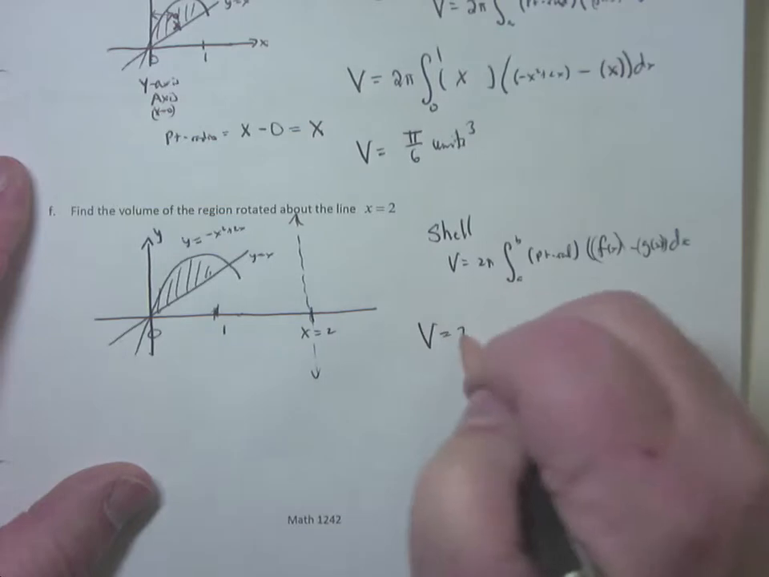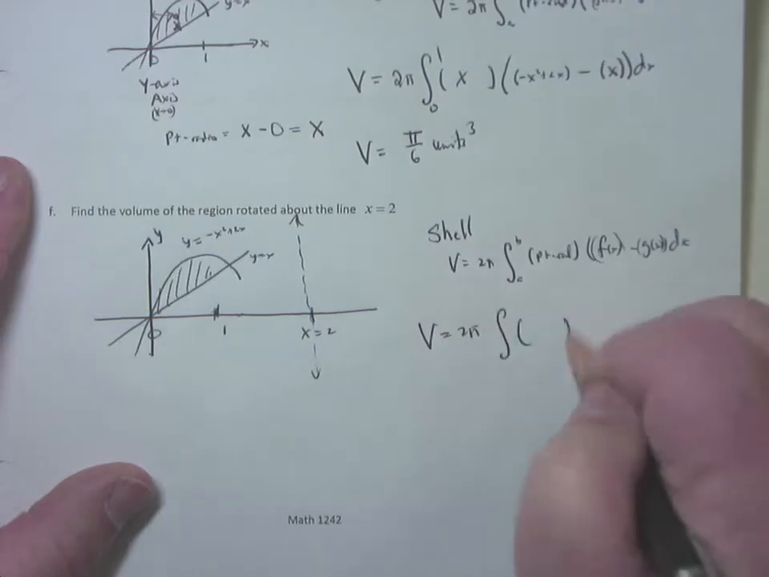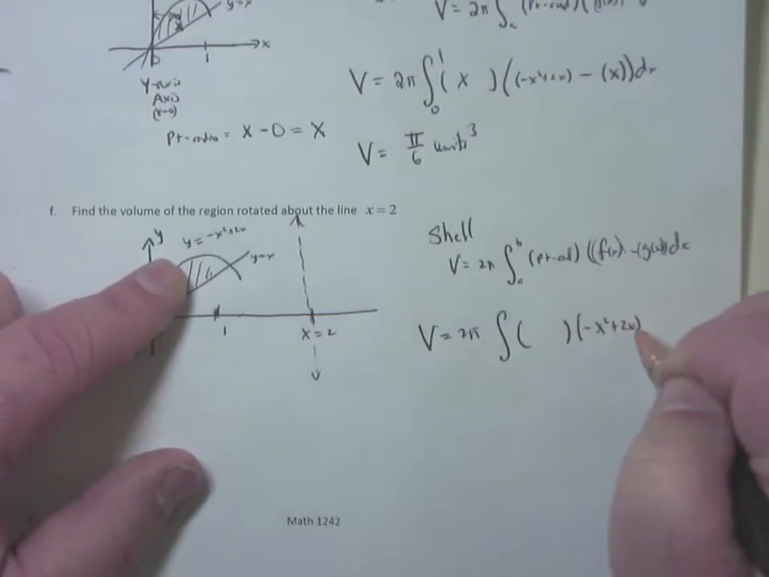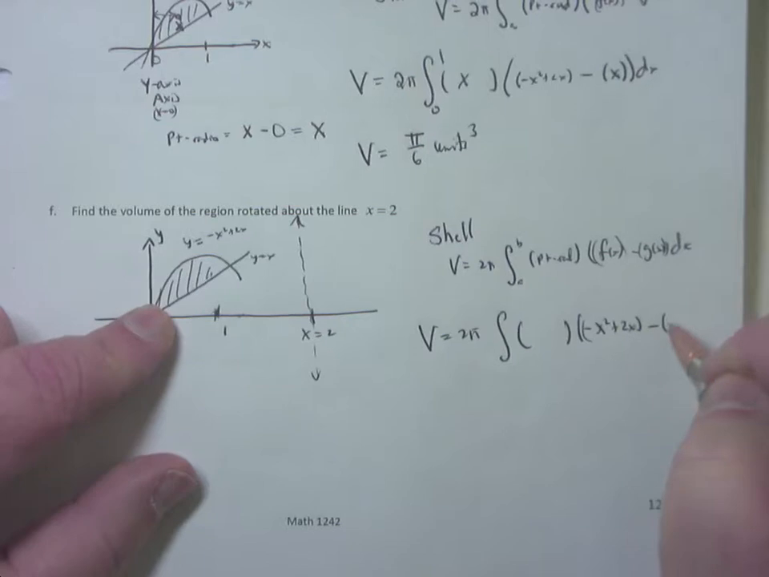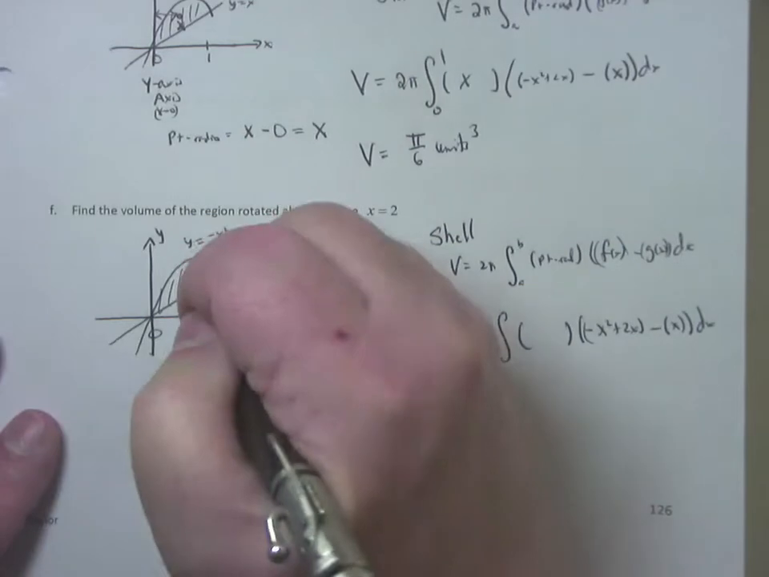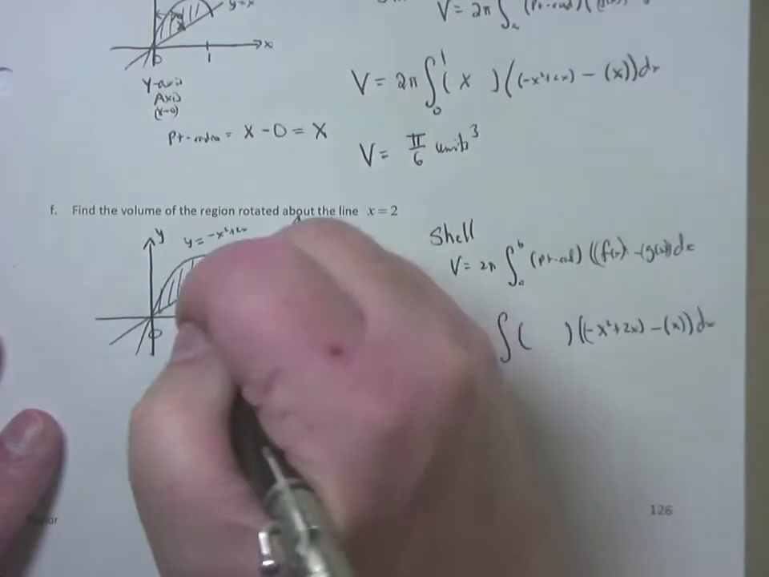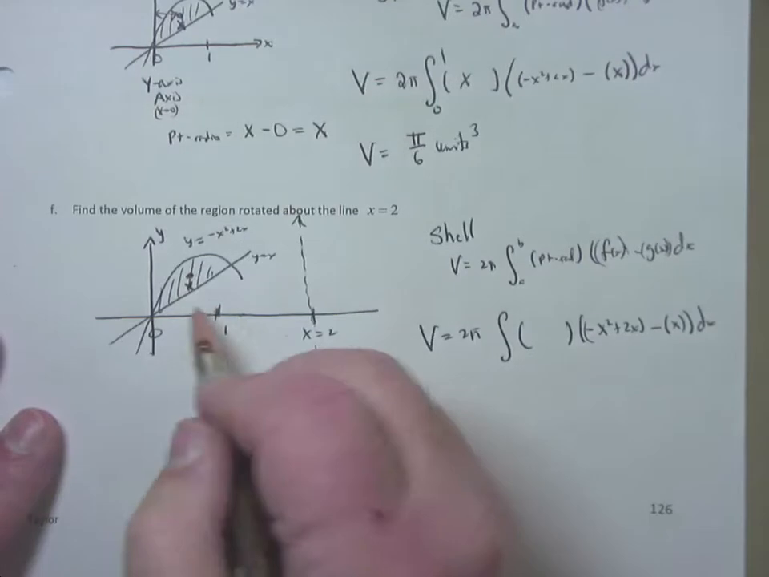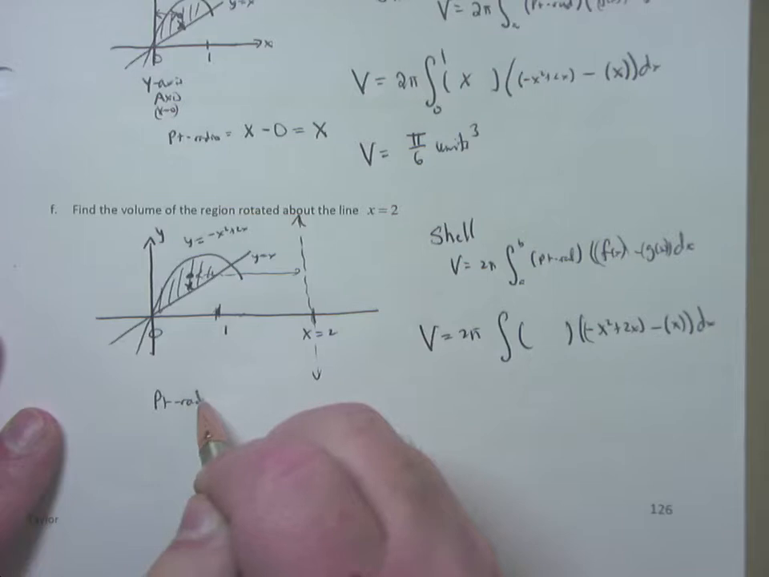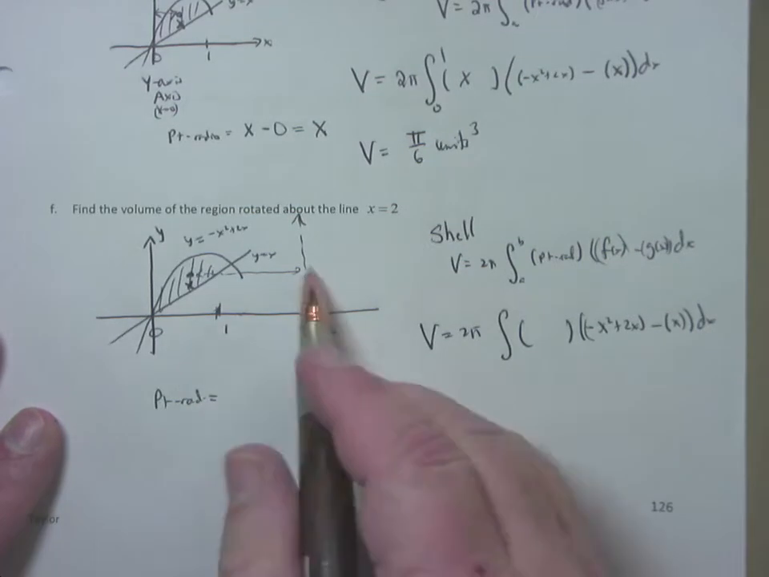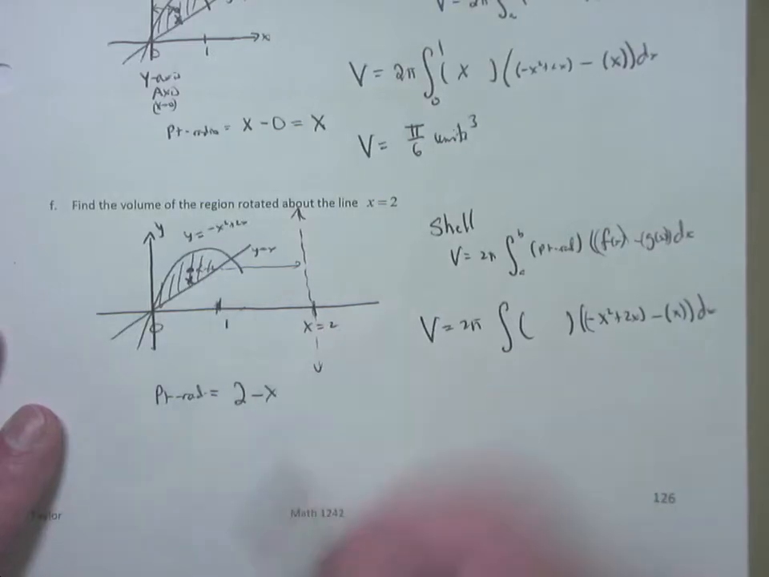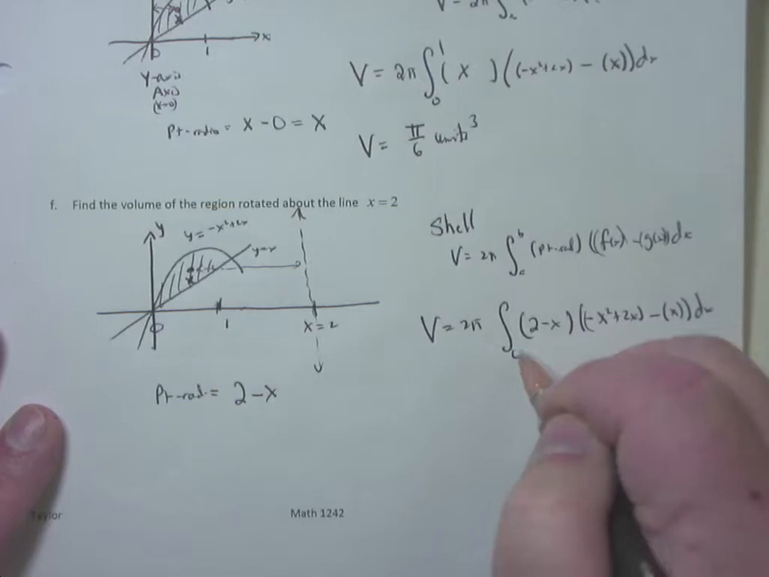So volume is equal to 2 pi times the integral. Leave a little space for the point radius. We'll come back and get that one. The top of your function is negative x squared plus 2x, minus the bottom region, x, dx. What's my point radius? Well, it's an arbitrary point, and because this is dx, I want an x point and the distance between that x point and the axis of rotation. So your point radius would be what? Outstanding. Right minus left. But this time the axis is on the right, so it's 2 minus the point on the left, x. So your point radius is 2 minus x, from 0 to 1.